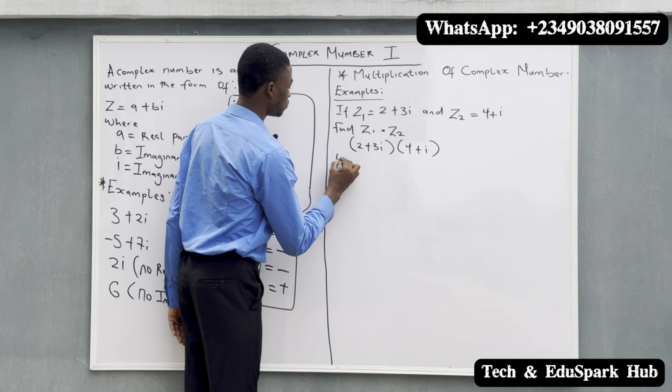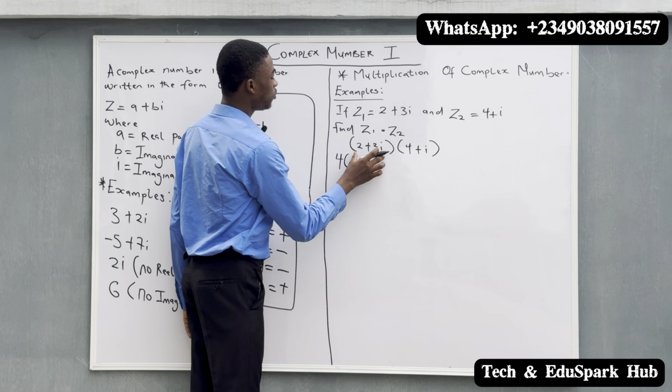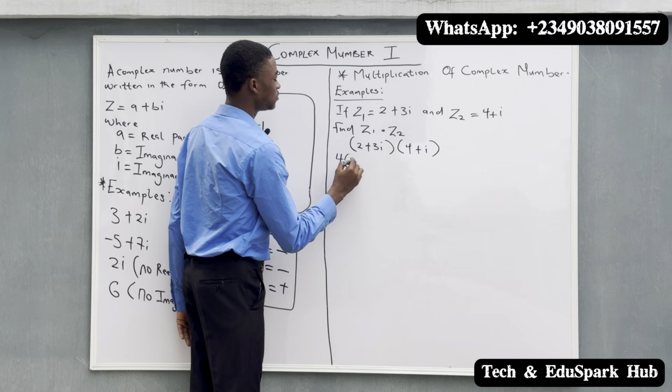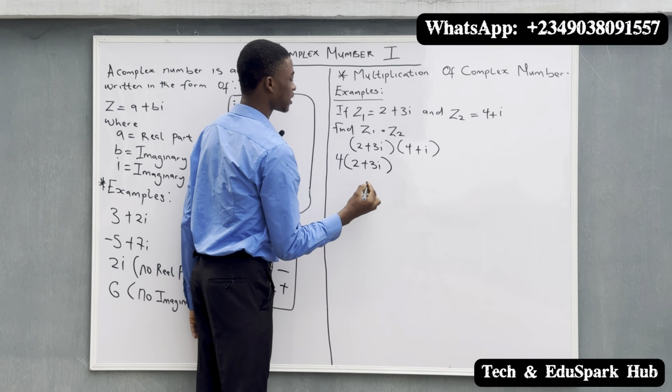So you can write that out. So we have 4. After writing that out, open another bracket and put everything that is in this first bracket, which is 2 plus 3I, and close the bracket.